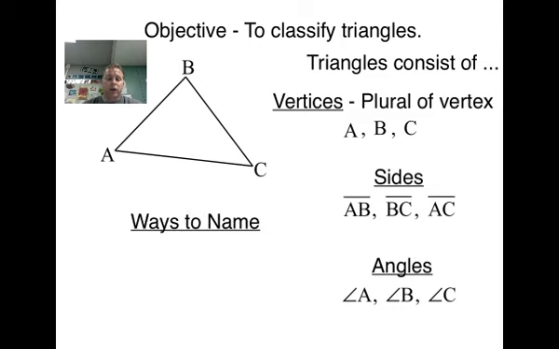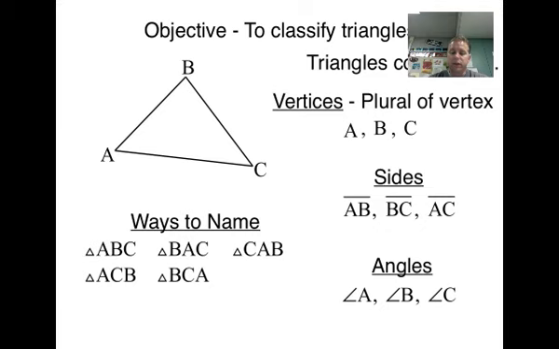When you're naming triangles, here's the ways you could name this triangle. You could call it triangle ABC, triangle ACB, triangle BAC, triangle BCA, triangle CAB, triangle CBA. Not quite sure what happened right there.